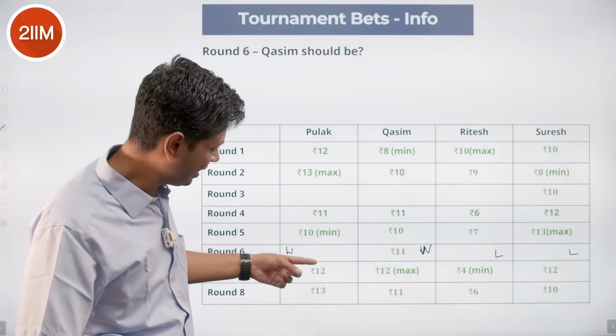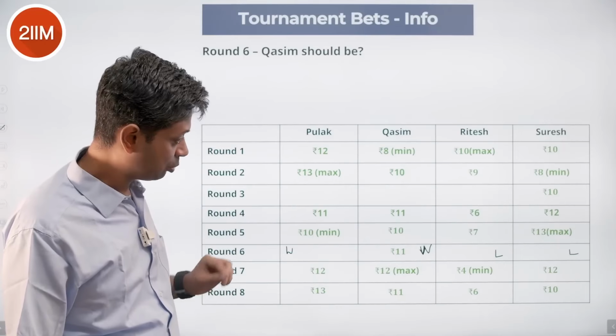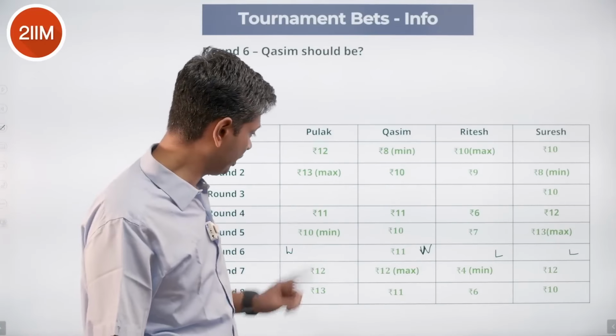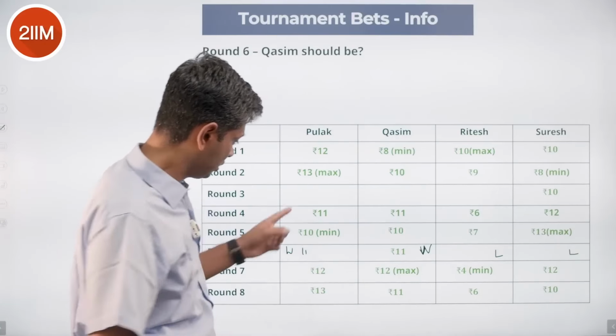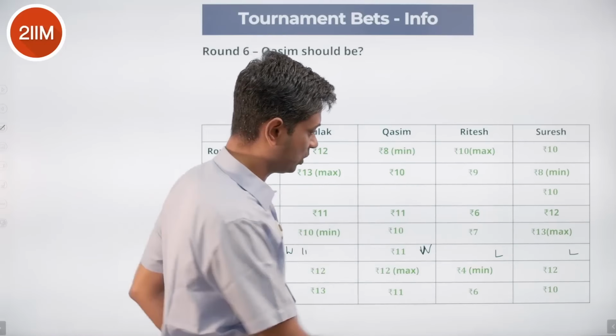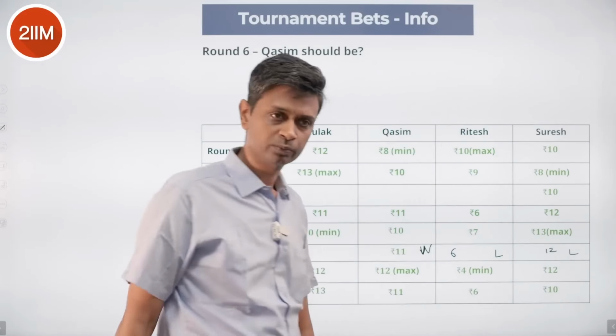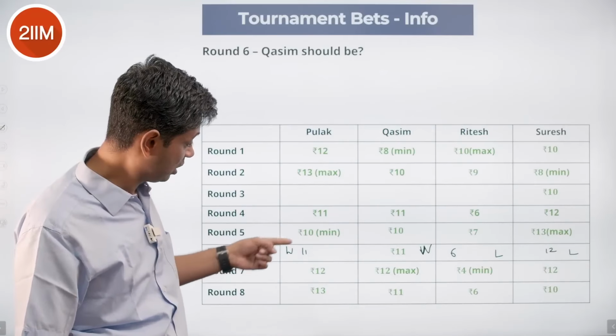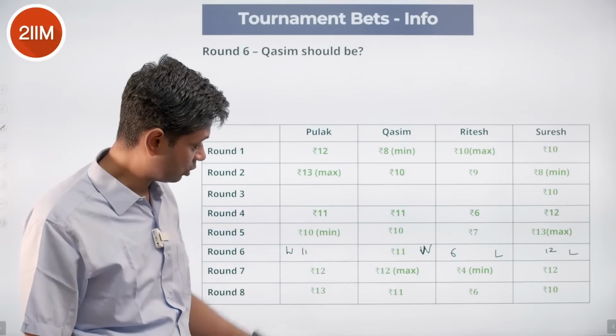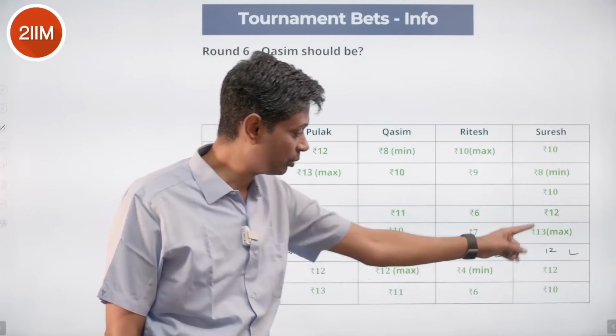10 going to 11 is a possibility. That means 2 victories. Put at 11. This is plus 1. This is plus 1. It should be minus 1, 6. Minus 1, 12. That means next round 11 goes to 12. 11 goes to 12. 6 goes to 4, 12 stays as 12.